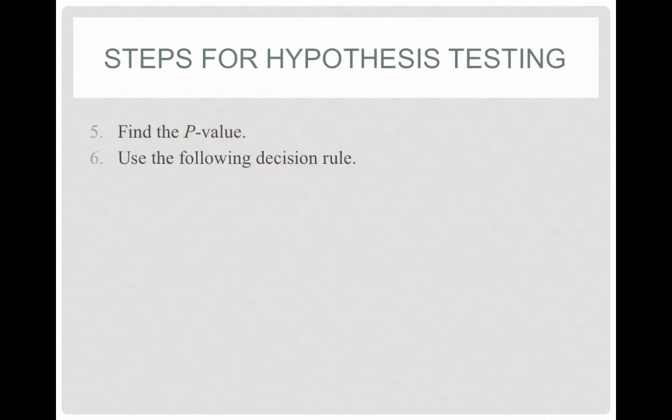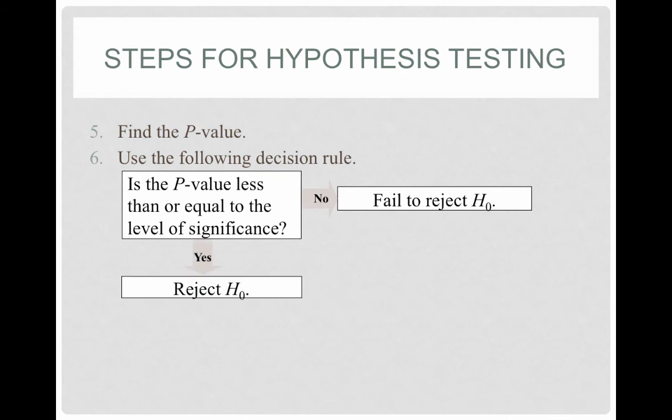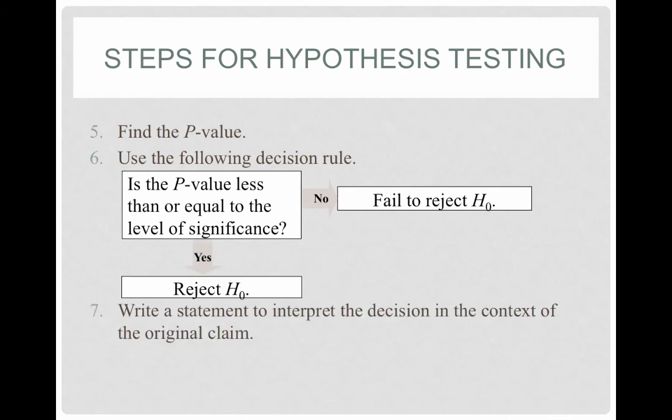Find the p-value. Use the following decision rule. If the p-value is less than or equal to the level of significance, so we're going to get a p-value. Is it less than or equal to the level of significance, alpha? If no, we fail to reject. If yes, we reject the null hypothesis. And then lastly, we write a statement to interpret the decision in the context of the original claim.